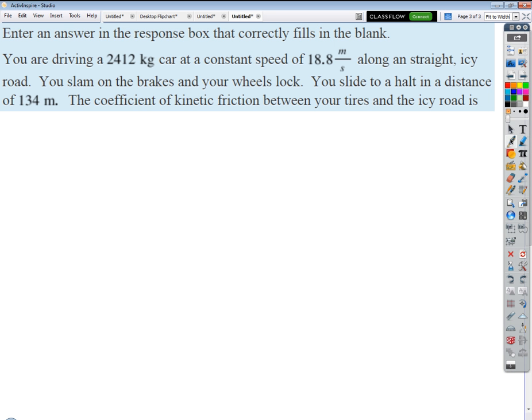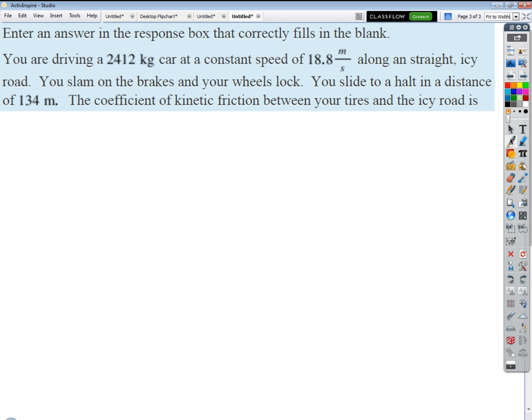Okay, so what do we got going here? Talk to me about this. We know the mass of the car. It's driving at a constant speed along this icy road, and then it slams on the brakes. Your wheels lock. Now, why is that important? Because then you're sliding. Okay, you're sliding. So, what kind of friction are we talking about? Kinetic friction.